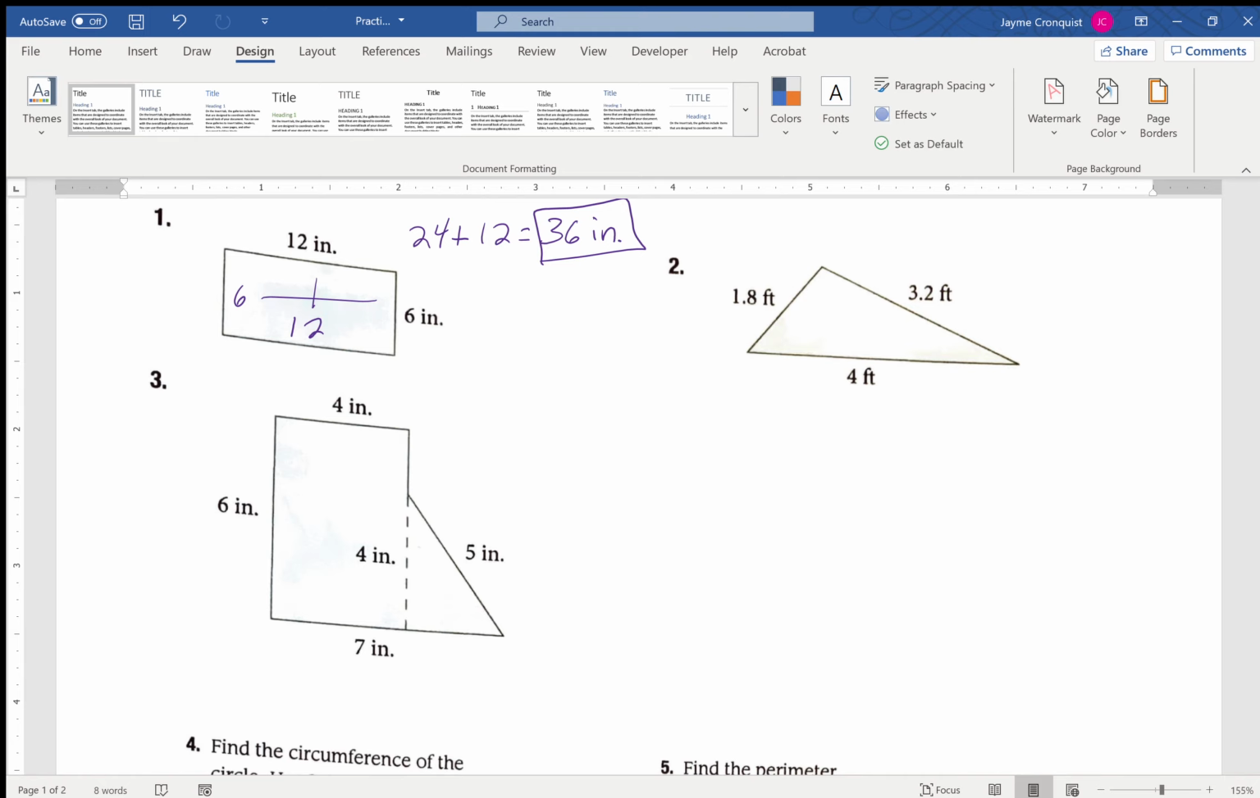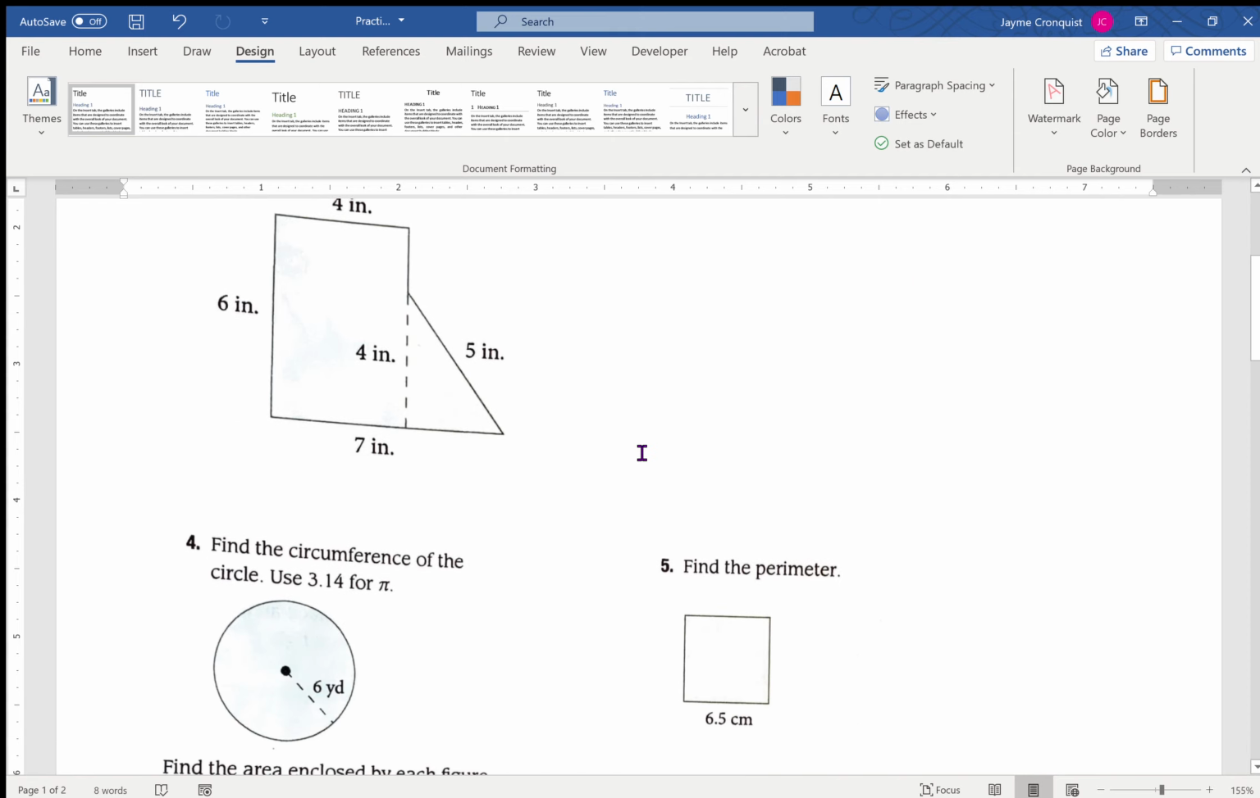I just have to add these sides up. 3.2 plus 1.8. Those add up evenly because the 0.8 and the 0.2 add to 10. So it's just 1. So I have 3, 4, 5. Okay, and then we have to add the 4 feet, and we have 9 feet. And that's my answer.